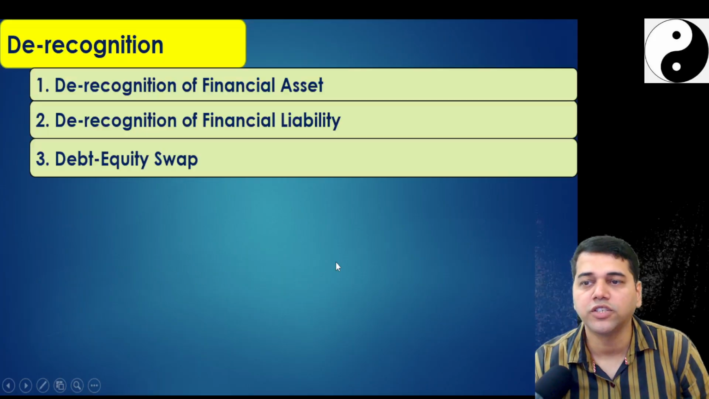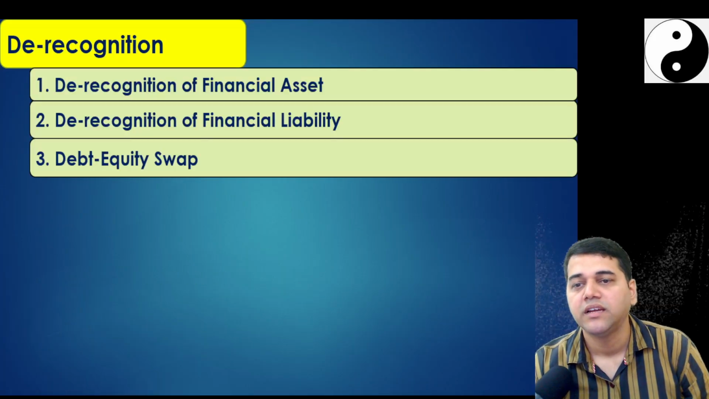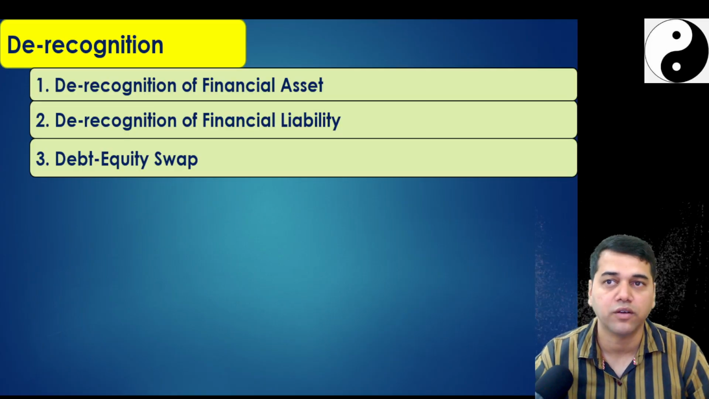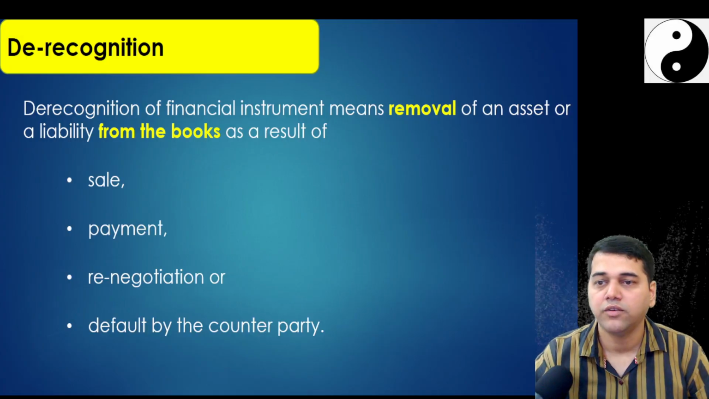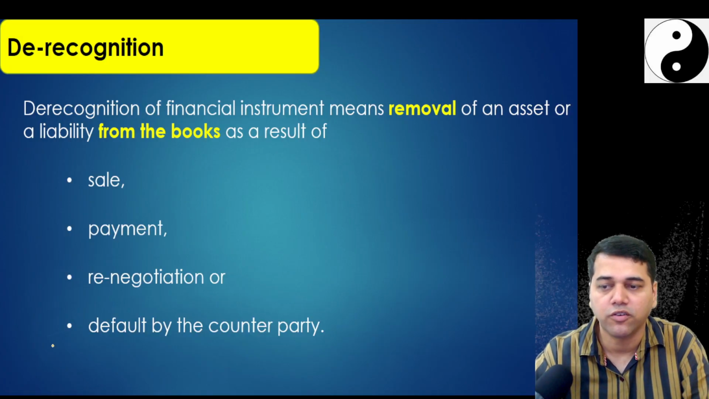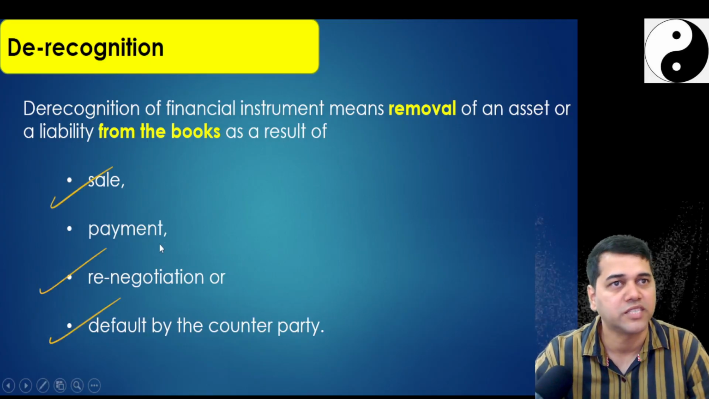Okay, derecognition of the financial liability, financial asset and debt equity swap. So three things we are going to discuss here. Now derecognition, we already discussed. I'll just skip it. Followed, no? We just discussed this in the chart only.